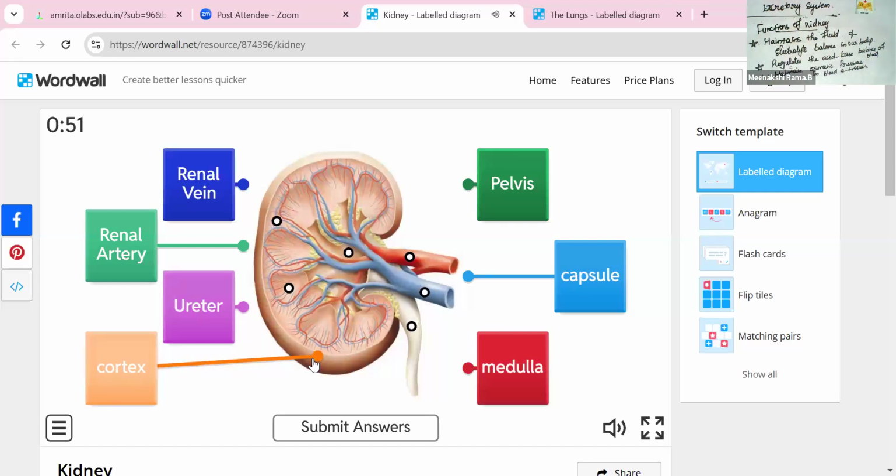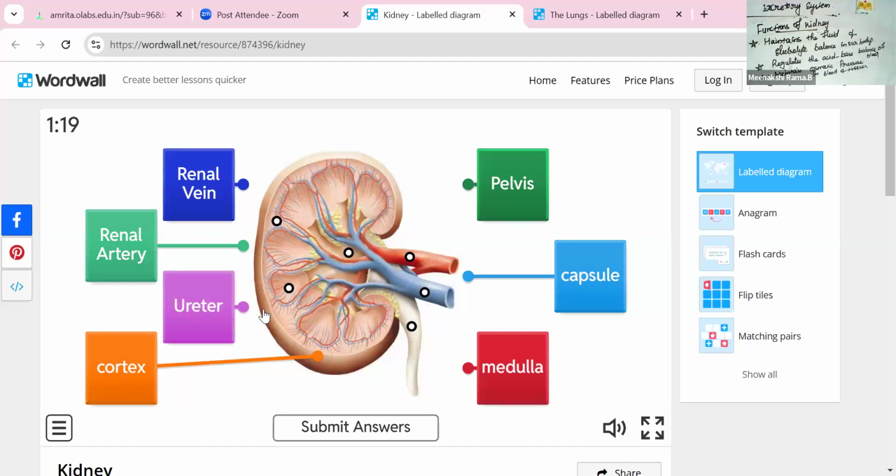This is cortex. So the part is cortex. Is it right? This right, ma? This correct. Shall I choose the correct answer or not? Anybody answer me? The cortex part I am selecting here. Is this right or wrong? Okay. Wait. We will see.